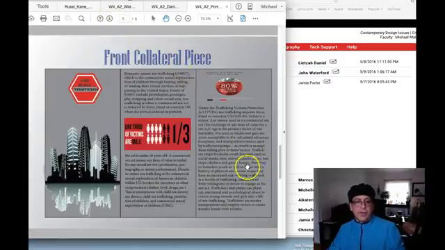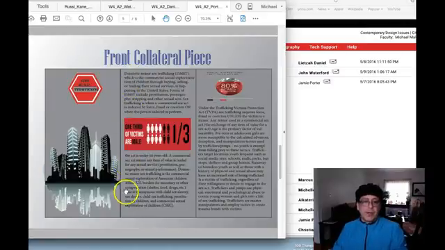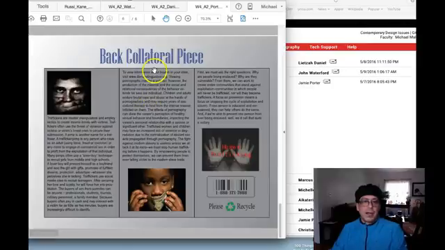Front collateral piece, this is basically a flyer. Typographically, you've got no breaks in your type whatsoever. So it's just going to be too difficult to read. It's one long paragraph. And we know that that's not how people talk, and we definitely know that's not how people write. So we definitely need to reconsider your typographic presentation here.